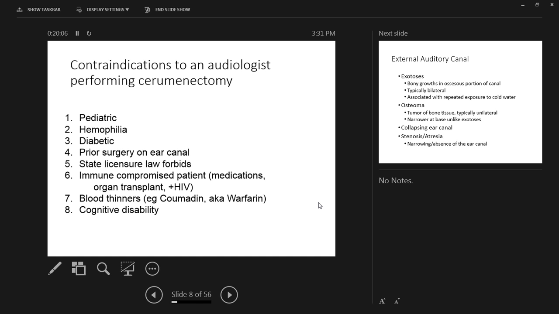If a person is on blood thinners, for instance, if they've had a stroke or if they have a heart condition, they need to be on blood thinners. The most common one would be Coumadin. The generic name is warfarin.